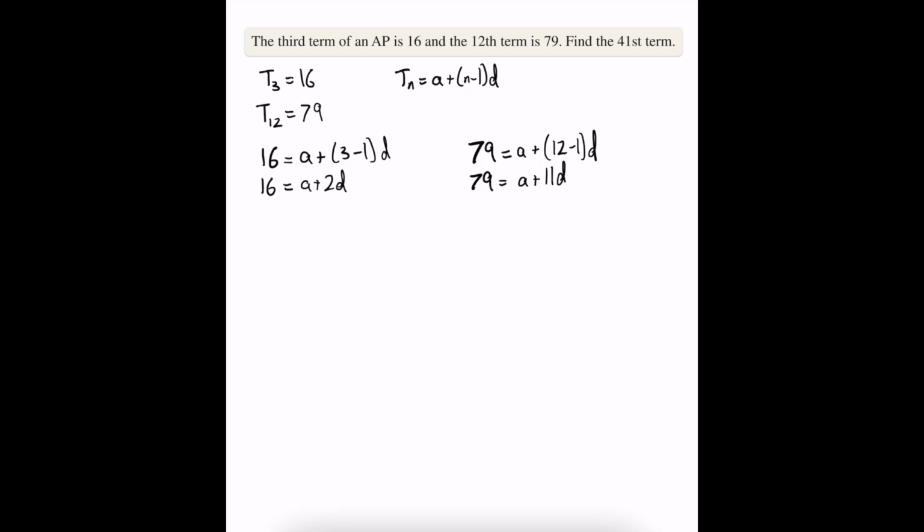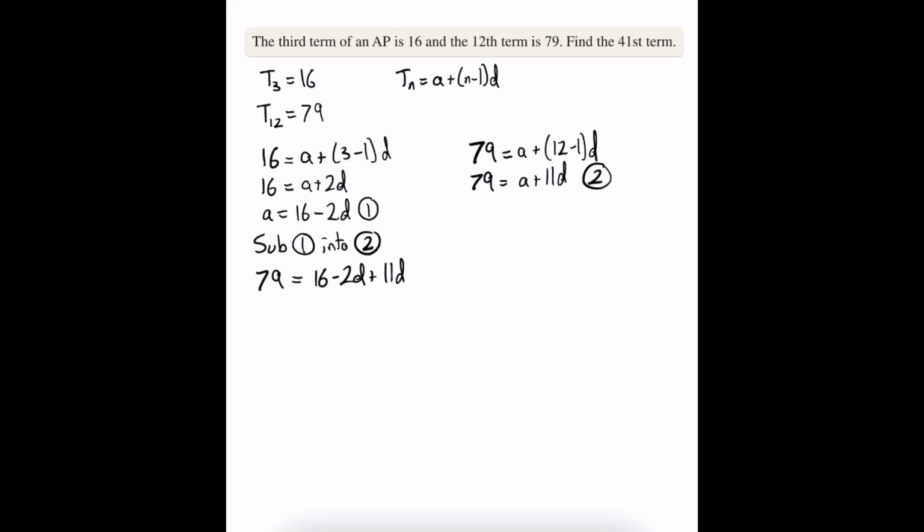And so once we figure out A and D, we can then answer the question, which is find the 41st term. So what I'm going to do is make A the subject of the first equation, call this equation 1, call this equation 2. Now, if I sub 1 into 2, because we know that A is 16 minus 2D, we can say 79 is equal to, so instead of A, I'm going to say it's 16 minus 2D, and then we still have this 11D, so plus 11D, and then we can just solve this. So 79 minus 16 is 63 equals 9D, and D equals 7.